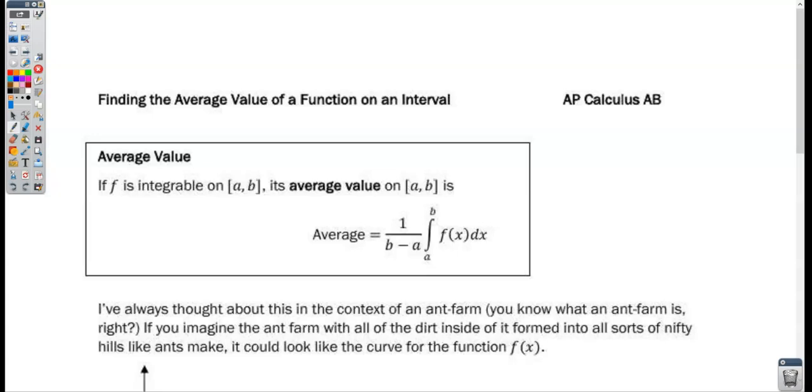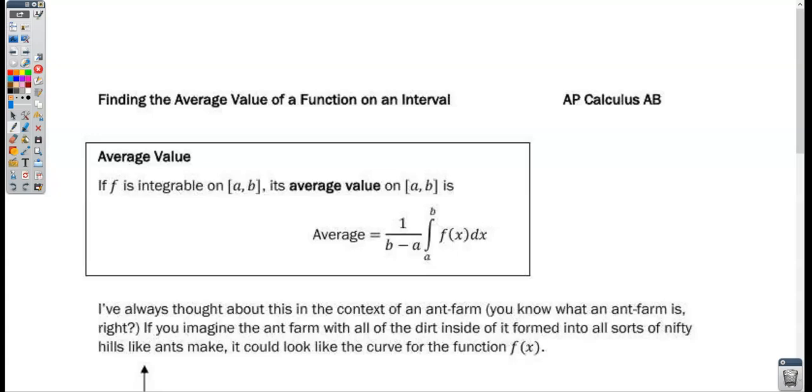Alright, welcome back everybody. In this video we start the final unit of AP Calculus AB, Unit 8, Applications of Integration. We're going to start here with section 8.1, finding the average value of a function on an interval. We start with the boxed information here for average value. If a function f is integrable on a closed interval, its average value on that interval is 1 over the quantity b minus a times the integral from a to b of f of x dx.